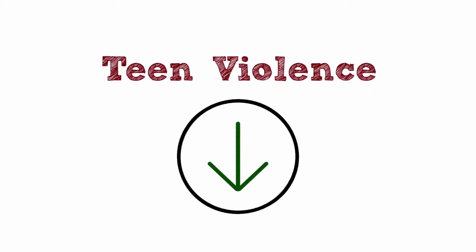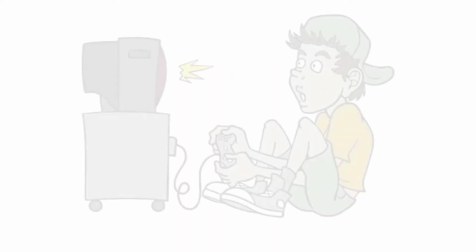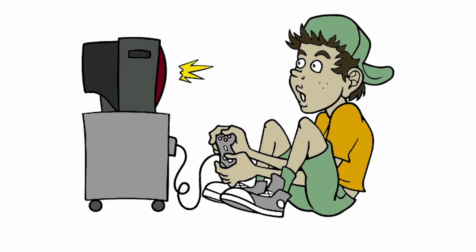The second step in the ethics framework is to examine the facts and opinions. Some researchers point out that teen violence has gone down recently, but most research shows that playing violent video games has a negative impact on children and teens.